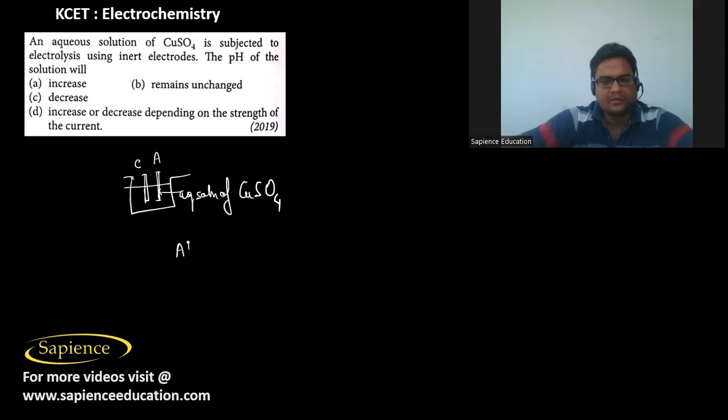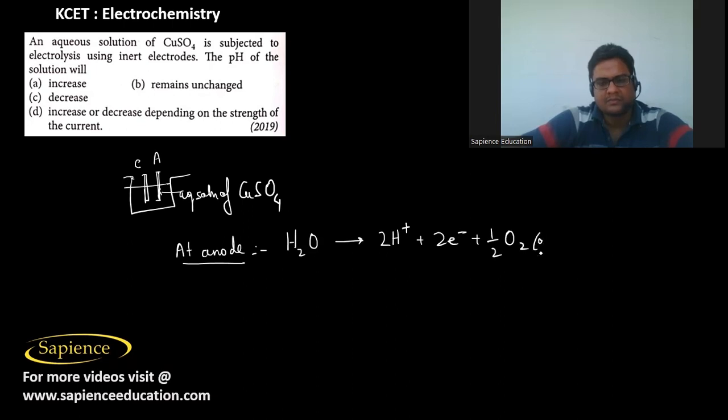So what will happen at the anode? As we know that at the anode oxidation will take place. Now it means that H2O will be oxidized to oxygen, means 2H plus ions plus 2 electrons plus half O2. So here H plus ions will be formed and oxygen gas will be liberated by the loss of two electrons.